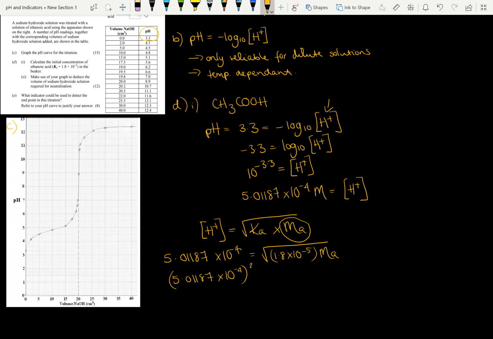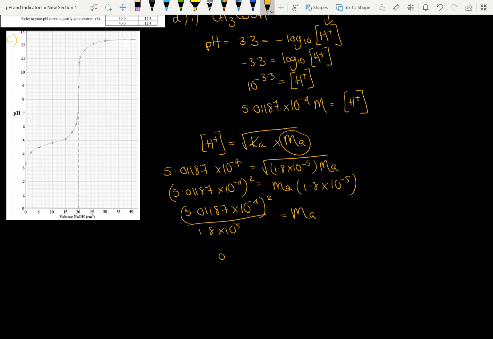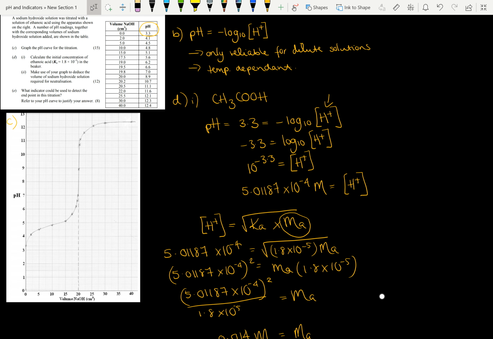by squaring both sides. And we'll bring everything across to one side. Minus 5 is equal to the molarity of my acid. So that's going to give me an answer of 0.014 moles per litre of my acid. So that's the initial concentration of the ethanoic acid.